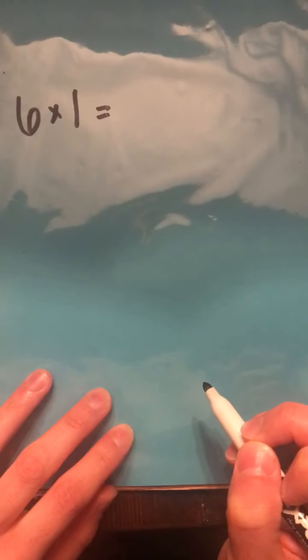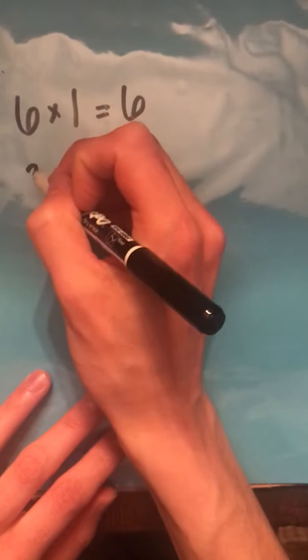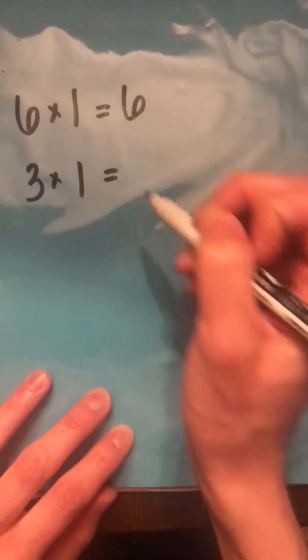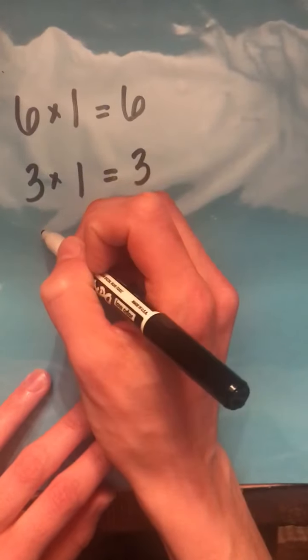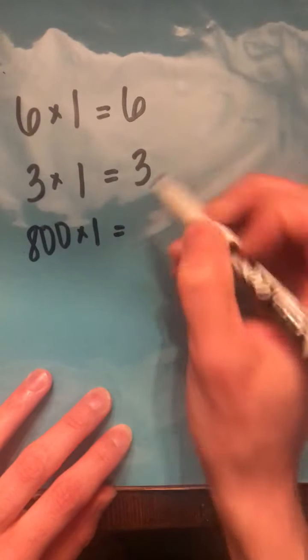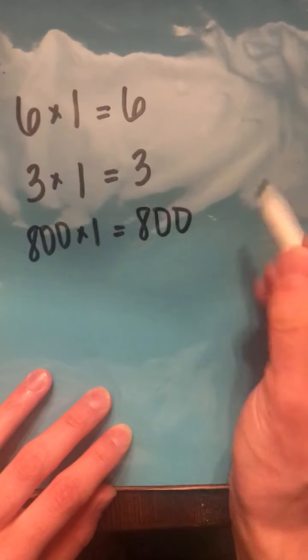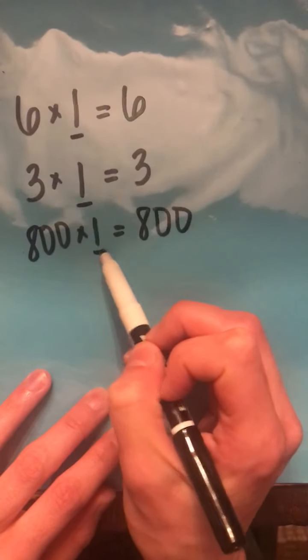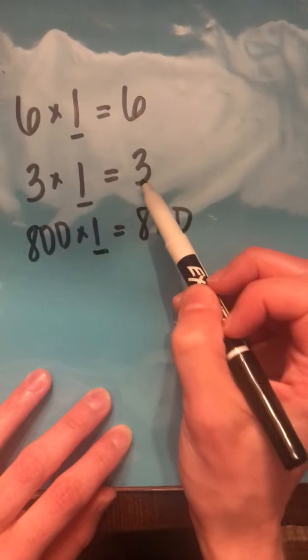Let me give you an example. 6 times 1 is equal to 6, that's right. 3 times 1 is equal to 3. 800 times 1 is equal to 800. That's right. So we multiplied each number by 1, and every time we got the same number. This rule is the same for fractions. The only difference is that fractions look different than whole numbers.